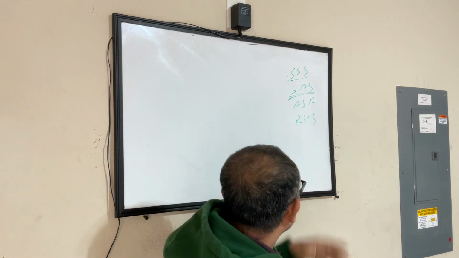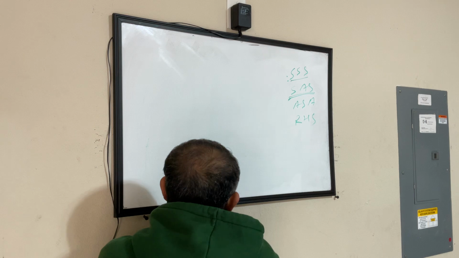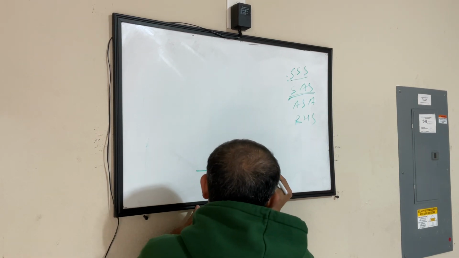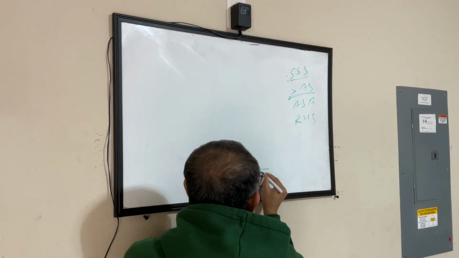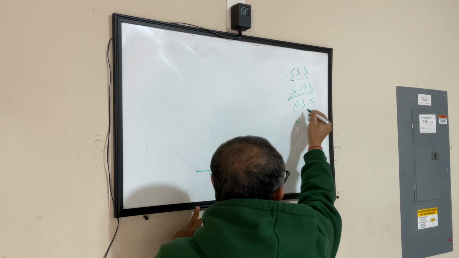Right? Now let's look at the third scenario, ASA. Meaning, I have two triangles where the side is matching. Sorry, this is one side. A stands for angle, S stands for side.